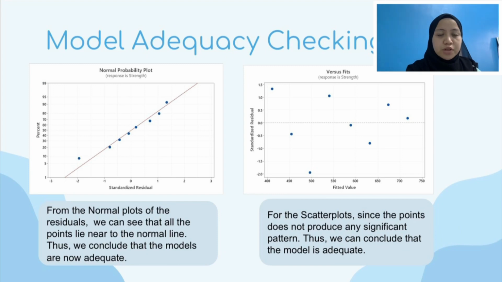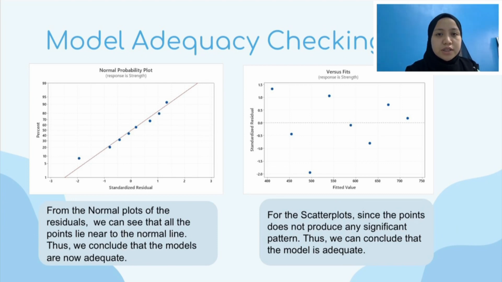The next one is model adequacy checking. From Minitab, we can also generate the normal probability plot of standardized residuals and also the scatter plots. First we take a look at the normal plot. From this graph, we can see that all the points are now lying near to the normal line. So we can see that this experiment is now adequate.